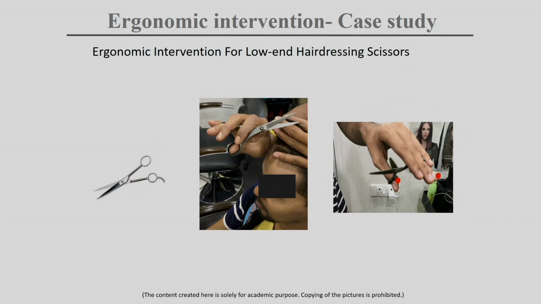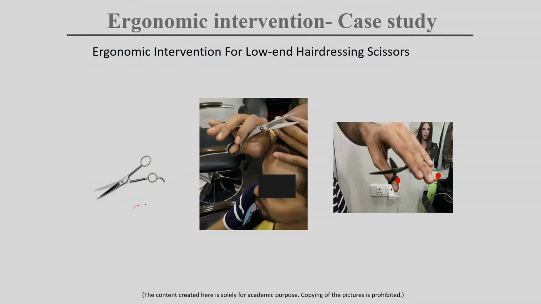Now, going to a very brief case study. This is a very common picture we see of a hairdressing scissor. This is one example where we will discuss very briefly how you can intervene in your product. We have seen one example in the case of the can opener. We will see another product, how you can take the ergonomics principles and implement them in your design. This is one example of a hairdressing scissor, or it is called a shear, and here one professional is cutting the hair, if you see.